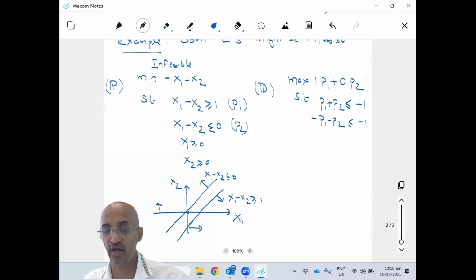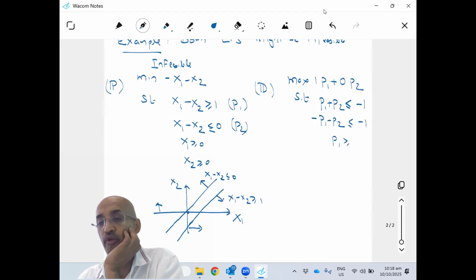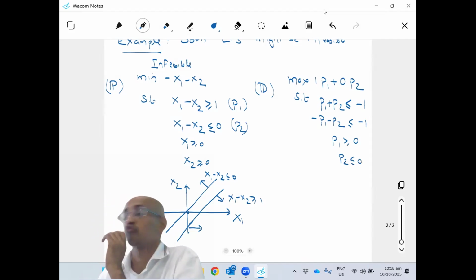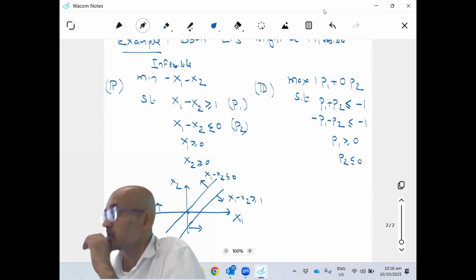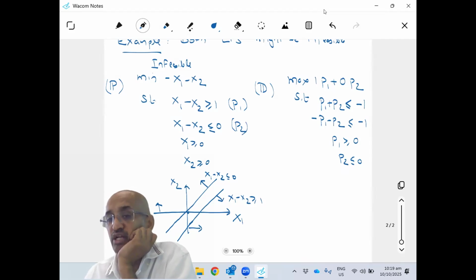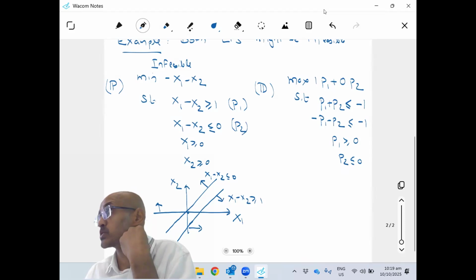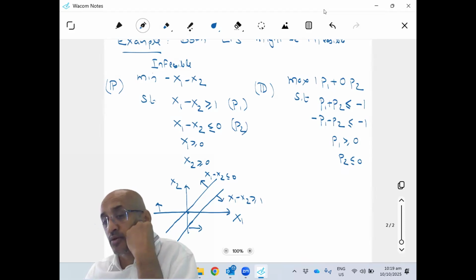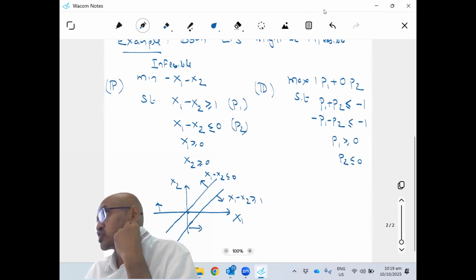From these two inequality constraints, you can check that P1 should be non-negative and P2 should be non-positive for the dual formulation. So if I use the dual, you will get this form. You should be able to validate that this constraint says P1 plus P2 is less than or equal to minus 1, and this says P1 plus P2 is greater than or equal to 1. This cannot jointly occur.